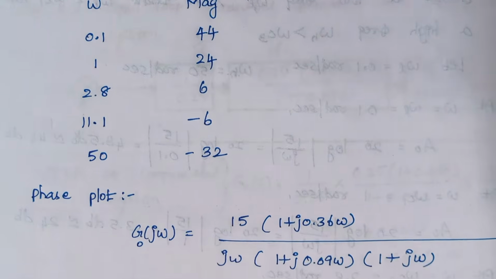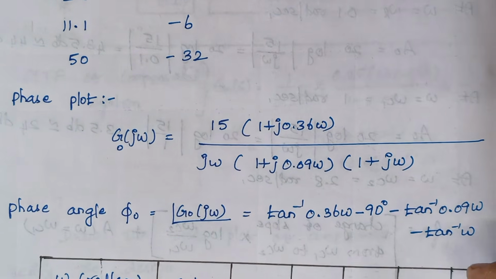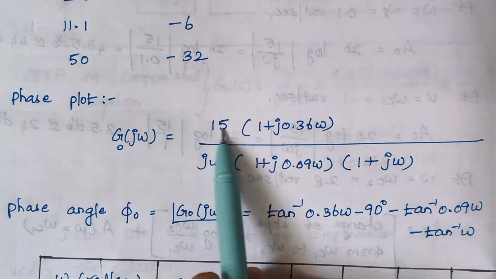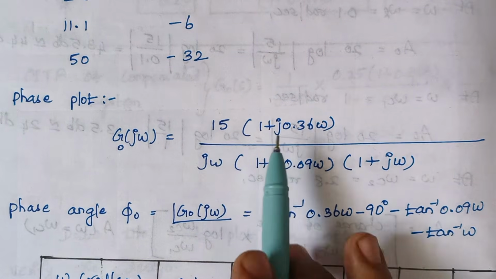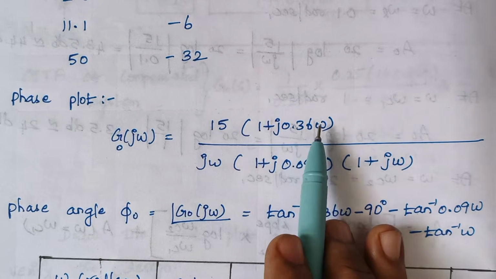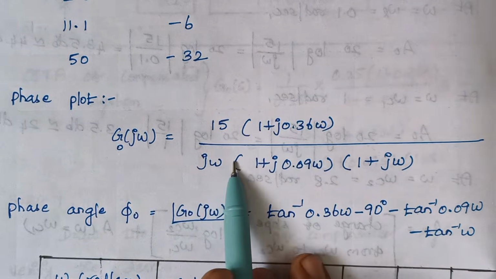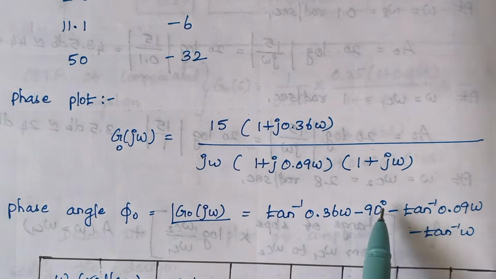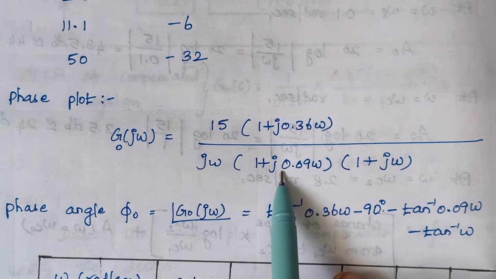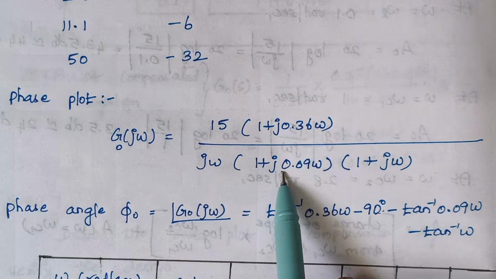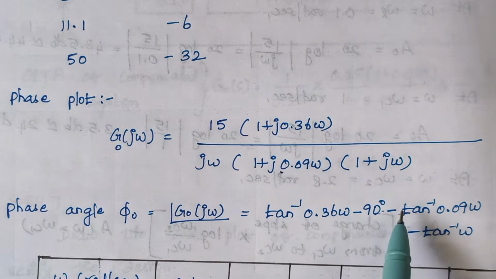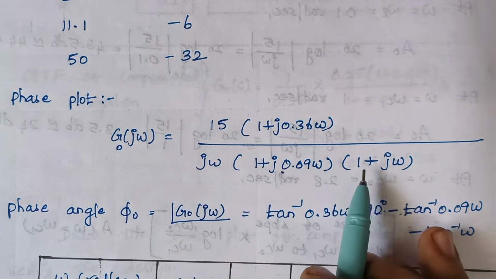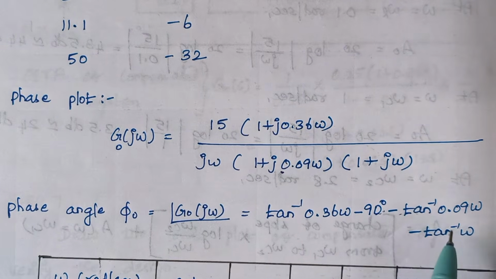Next, phase plot. So again we have to write the expression for phase angle. Here a constant won't give you any phase angle, and in the numerator I am having this term. So tan inverse of 0.36 omega by 1, and this omega contributes 90 degrees. When I move this term to the numerator it is minus 90, and again this is a denominator term. When I move this to the numerator again there is a minus included, so minus tan inverse of 0.09 omega, and here minus tan inverse of omega, right?